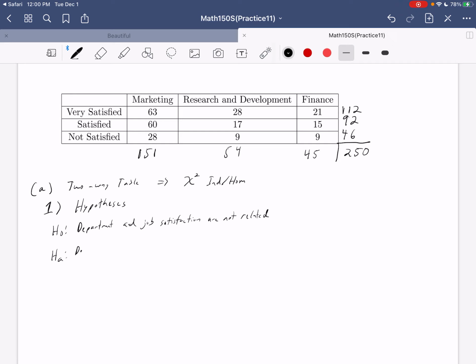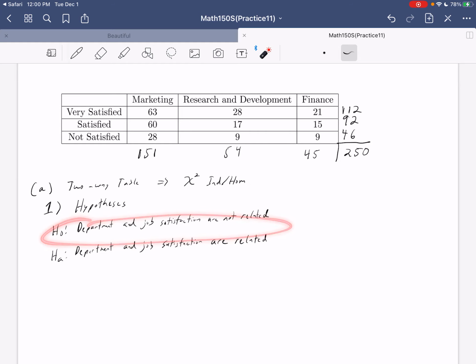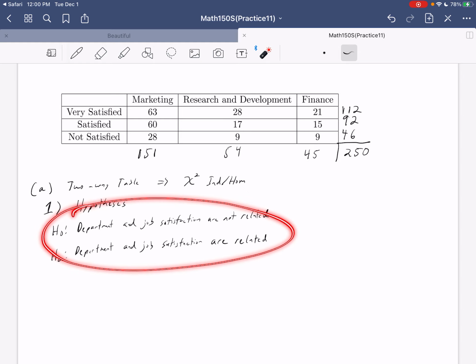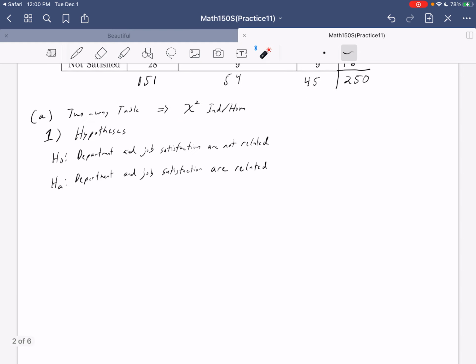And then our alternate is that department and job satisfaction are related. Now, it's always a little bit weird to people that the null is that the things are not related, but that should make sense. The null hypothesis is your baseline assumption. If you just have two random variables, your baseline assumption is they're probably not related. The burden of proof is on showing that they are related, which is why the alternate says the two variables are related. So this is always the setup for hypotheses for a chi-squared independence and homogeneity.